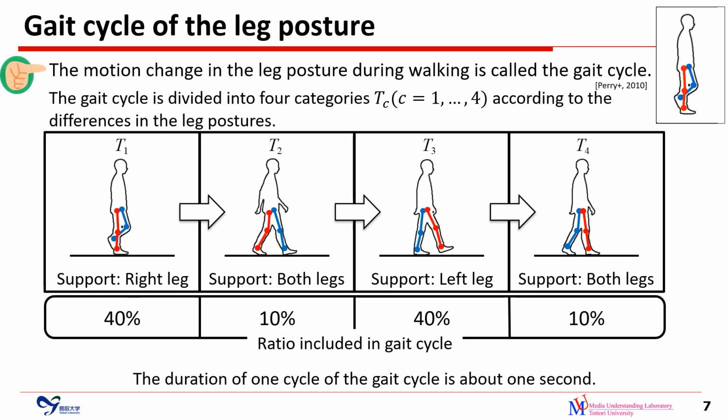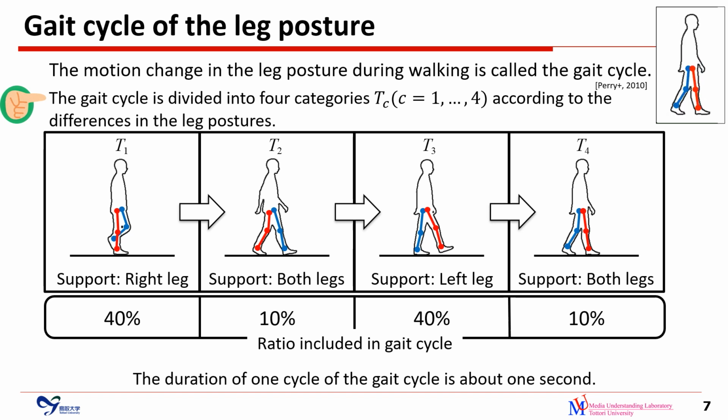The motion change in the leg posture during walking is called the gait cycle. It's repeated as a cyclic leg movement while walking. The gait cycle is divided into 4 categories according to the differences in the leg postures. The start time of the gait cycle isn't clearly defined. We treat the moment when the left leg leaves the ground as the start time of the gait cycle.